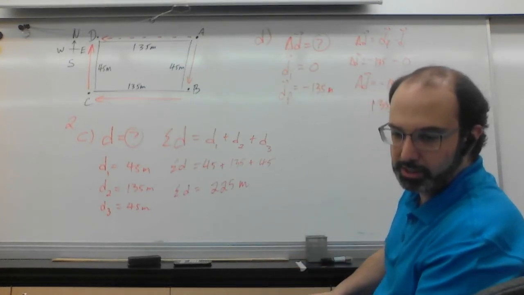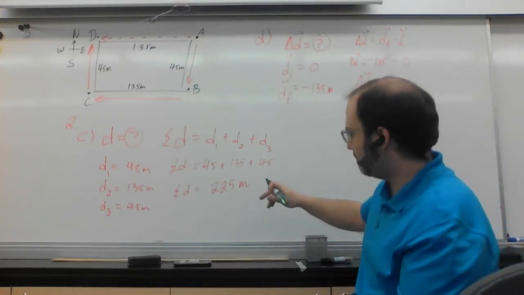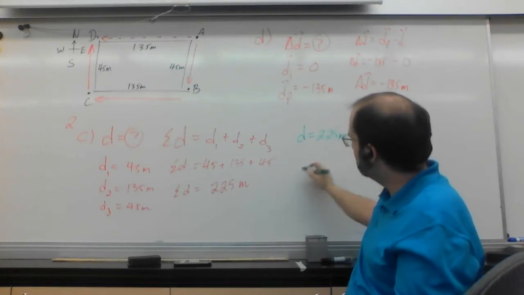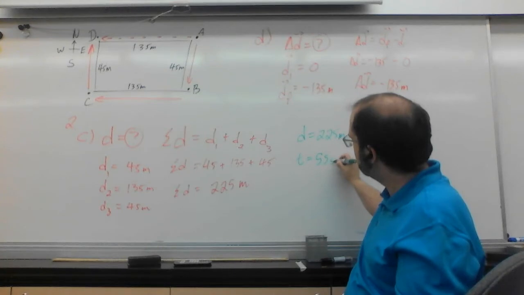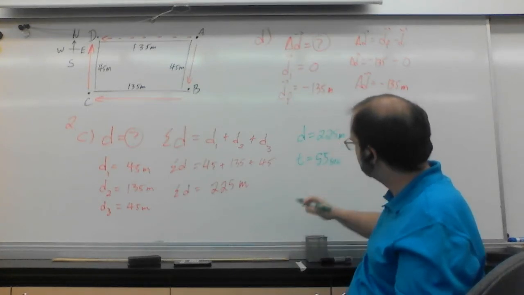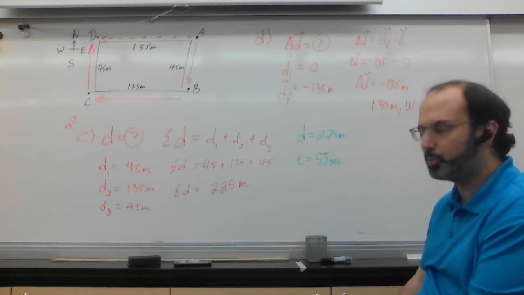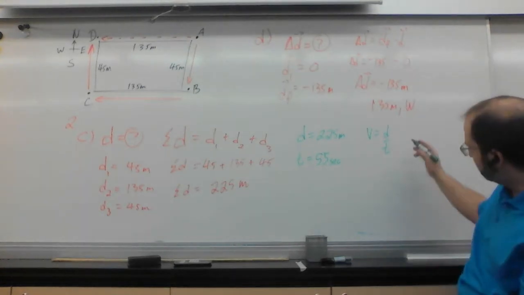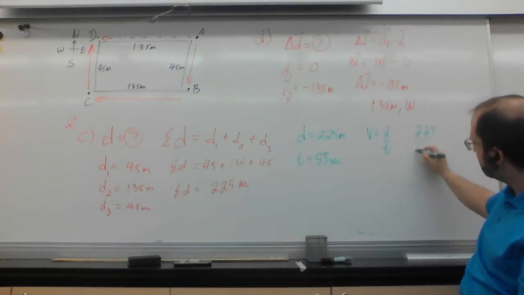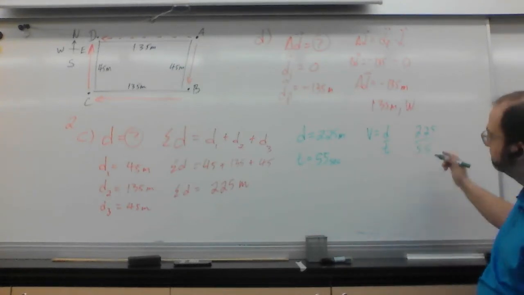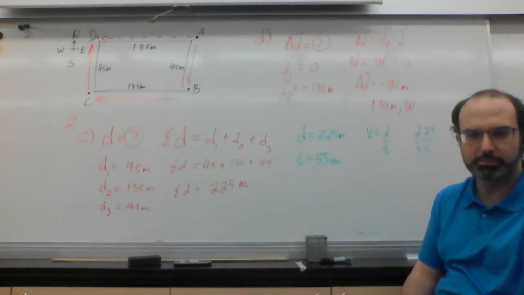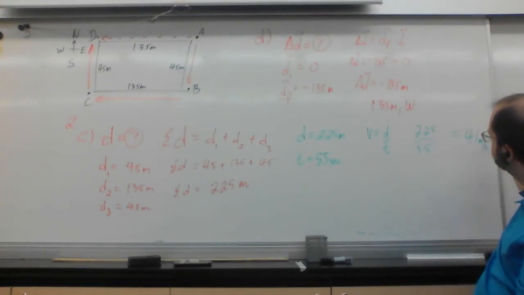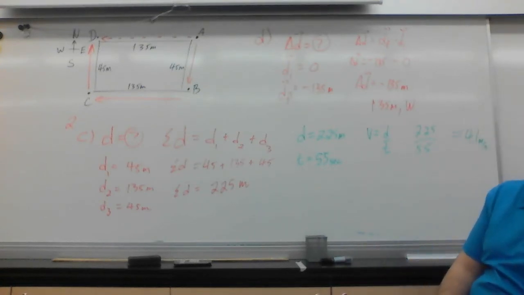And what we're going to have is that it took 55 seconds. Okay, well, the distance was 225 meters. The time was 55 seconds. We set up our equation. v equals d over t. d is 225 over t of 55, and that's going to give us 4.1. Okay. There it is, 4.1.